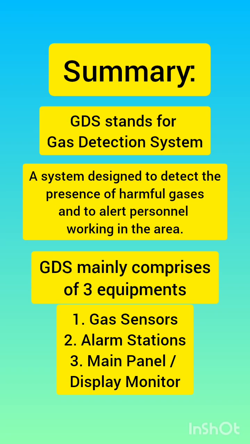To summarize, GDS stands for Gas Detection System. It is a system designed to detect the presence of harmful gases and to alert personnel working in the area. GDS mainly comprises three equipments: gas sensors, alarm stations, and main panel.